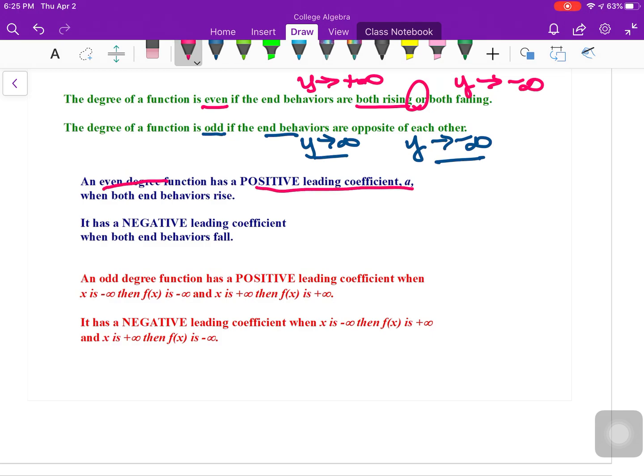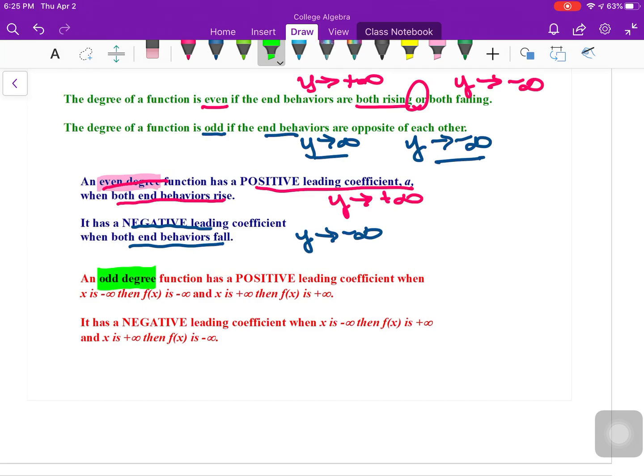Also, with the even degree, positive leading coefficient, both end behaviors rise, which means the y's go to positive infinity. With the negative leading coefficient, both end behaviors fall, which means y goes to negative infinity. And again, that's with your even degree.